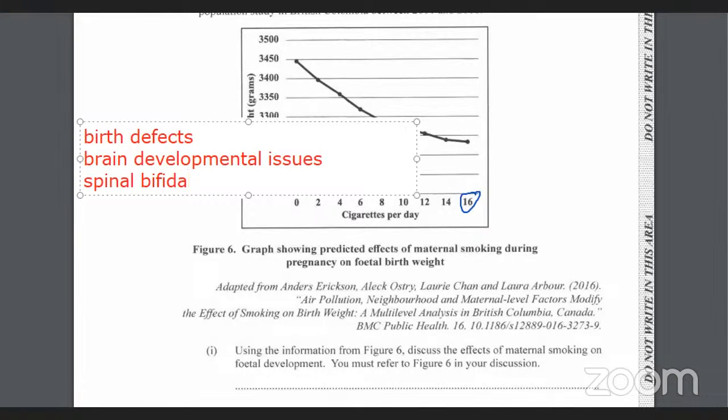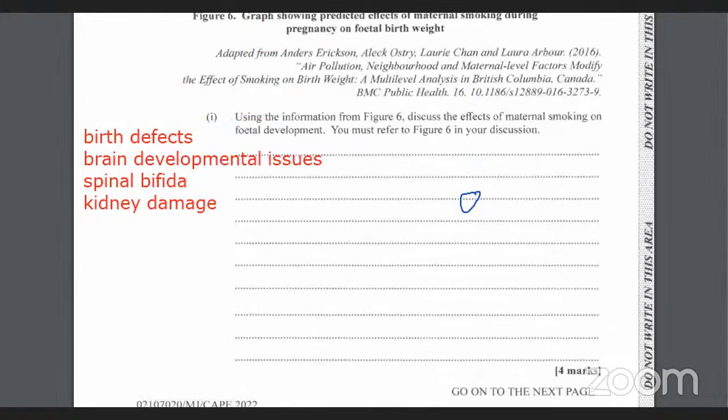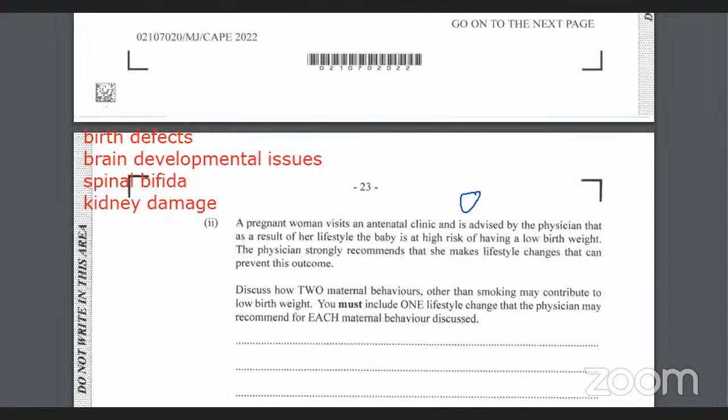So apart from the low birth weight, these are some other effects. And then now it says, I'm just going to skip the main part of the question. Discuss how two maternal behaviors other than smoking may contribute to low birth weight. So the two other key ones would be, you will talk about alcohol and diet.